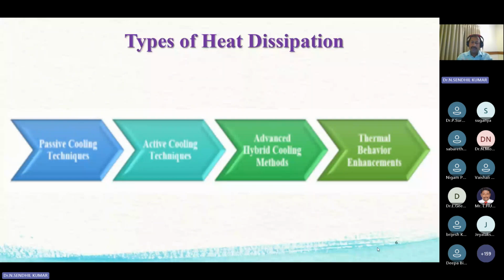In advanced hybrid cooling, we combine both passive and active and other techniques. That is immersion cooling, all those things are there. This is advanced hybrid cooling. The last one is thermal behavior enhancement. Thermal behavior means we have the system, and we have to analyze the system based on its heat sources. We have to provide the path to eliminate the heat.